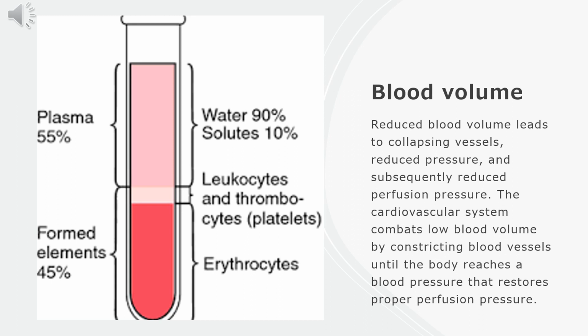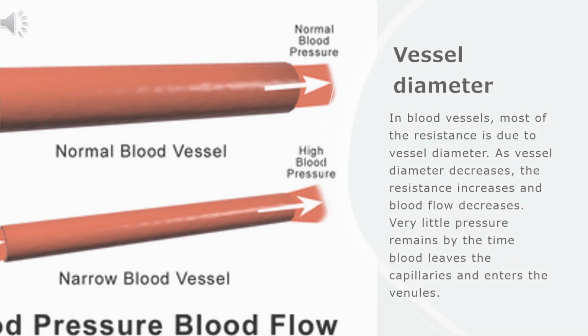Reduced blood volume leads to collapsing vessels, reduced pressure, and subsequently reduced perfusion pressure. The cardiovascular system combats low blood volume by constricting blood vessels until the body reaches a blood pressure that restores proper perfusion pressure. In blood vessels, most of the resistance is due to vessel diameter. As vessel diameter decreases, the resistance increases and blood flow decreases. Very little pressure remains by the time blood leaves the capillaries and enters the venules.